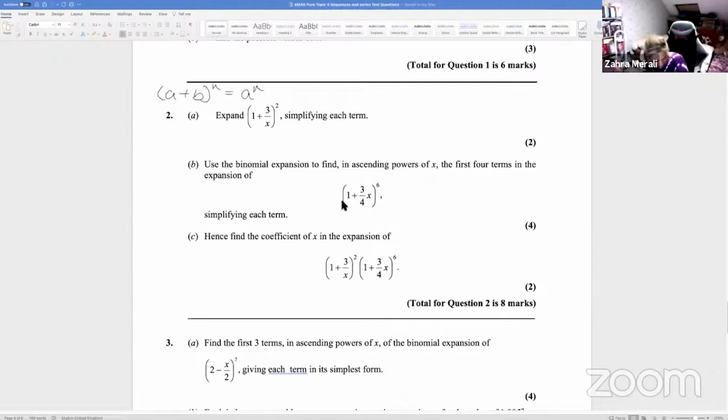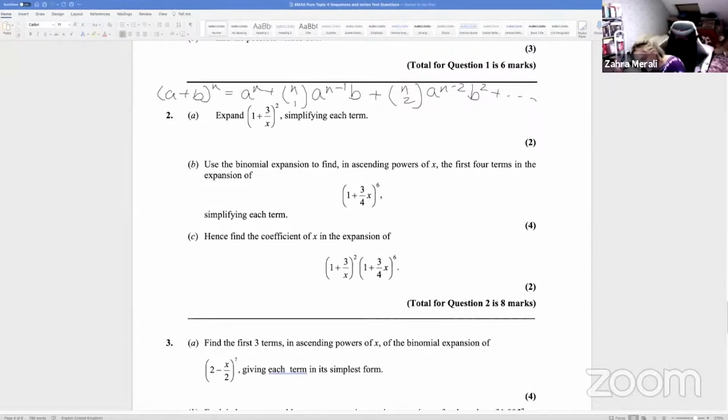a to the n plus n1 plus n2 and so on. Right, so in this case, my a is 1 and my b is 3 over x, and actually it's squared. Sorry, we don't need to use binomial expansion. That's just our normal squared. There's me getting excited.